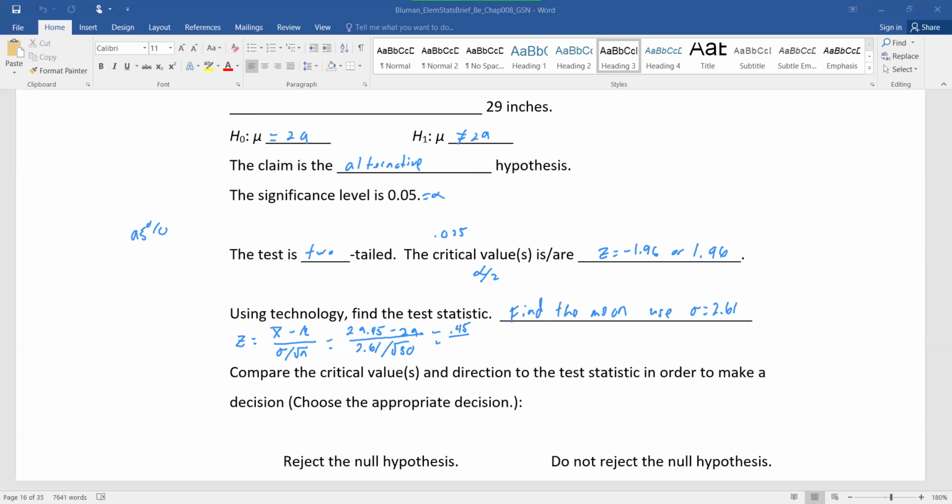But all right, so I don't know what this is, but this right here was 0.944. So now it says compare the critical value and direction to the test statistics in order to make a decision. All right, so here we go.